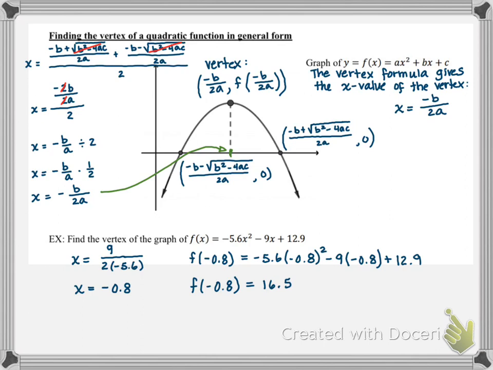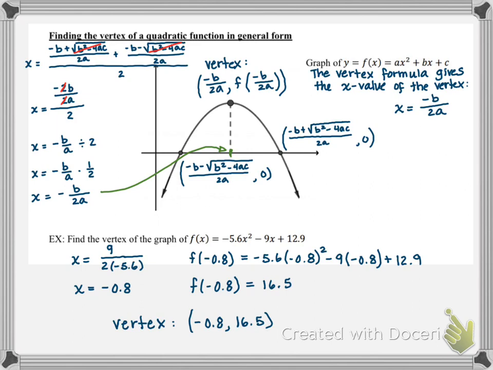Audrey, did you get it? Yeah, it wasn't negative. Cool. So then my vertex is negative 0.8, 16.5.